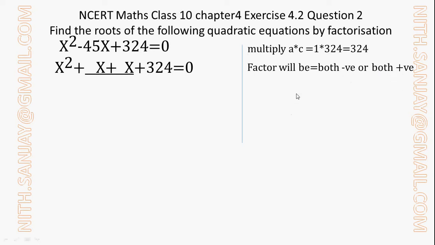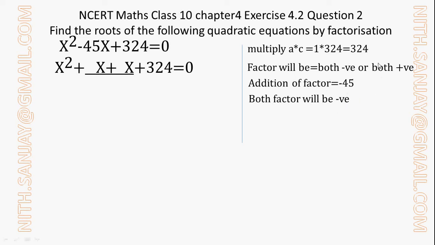The next condition is that the addition of both the numbers should be minus 45, meaning the addition should be negative. So to get the negative addition of two similar numbers, both the numbers have to be negative. Because if I add both negative numbers, then I will get the negative addition. I will never get the negative addition by adding two positive numbers. So both the factors will be negative, right? So I think this is clear.